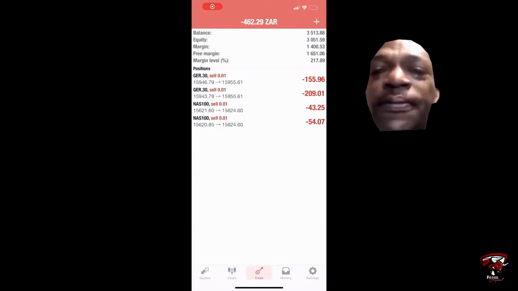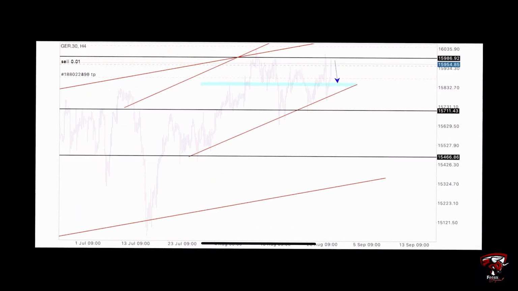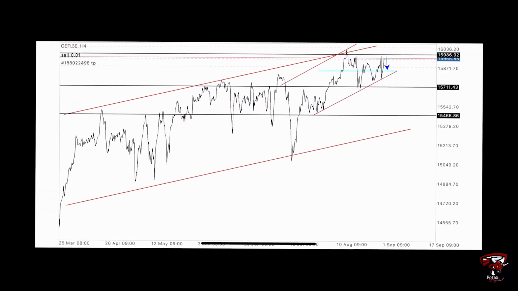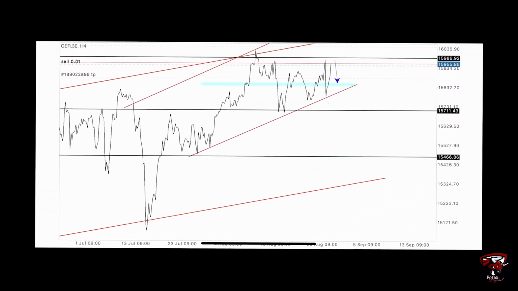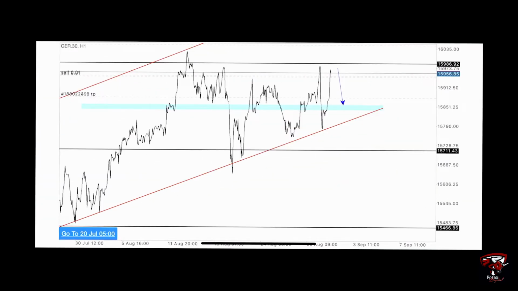And we're back again, guys. We are currently in losses. Let's look at the analysis. Today we're trading German 30 and Nasdaq. So this is the outlook of German 30. We are looking for sells because as you can see, guys, we are in a bullish trend, but currently we just hit the resistance and we're seeing a reversal from the top going down towards the support.